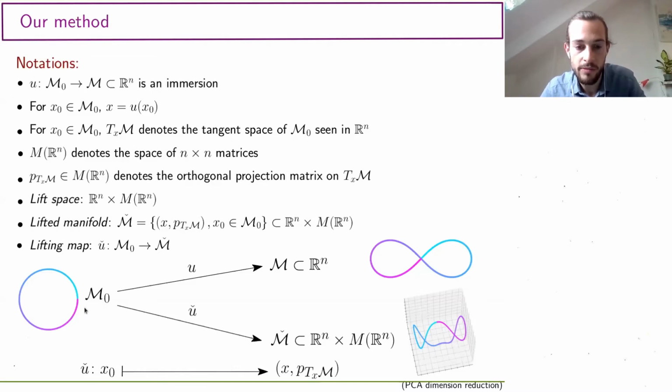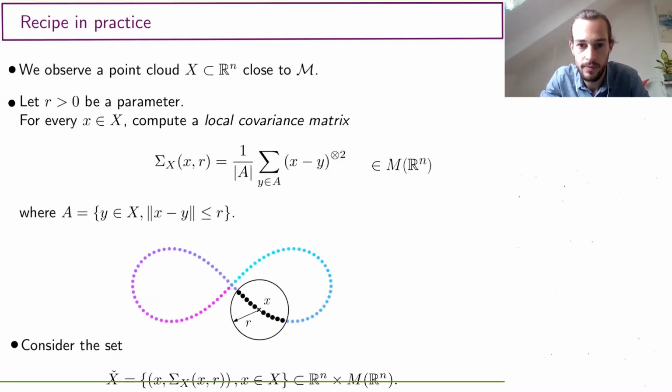You can think about M0 as a circle, which is immersed as a lemniscate. And U check takes this M0 into this submanifold of the lift space. So in this example, n is equal to 2. So the lift space is of dimension 6. And I just applied a PCA dimension reduction in order to visualize how it looks. All right.